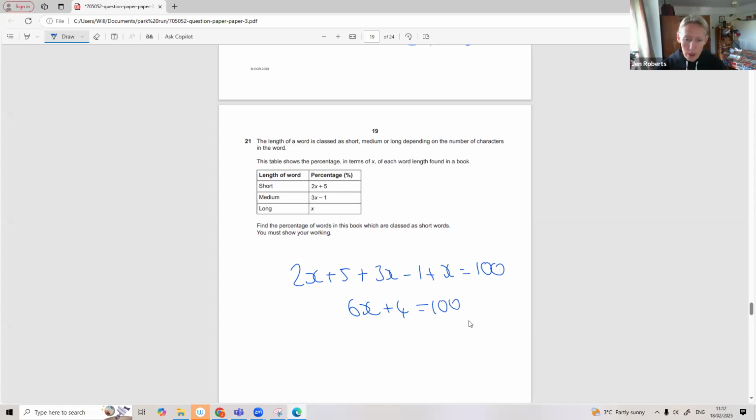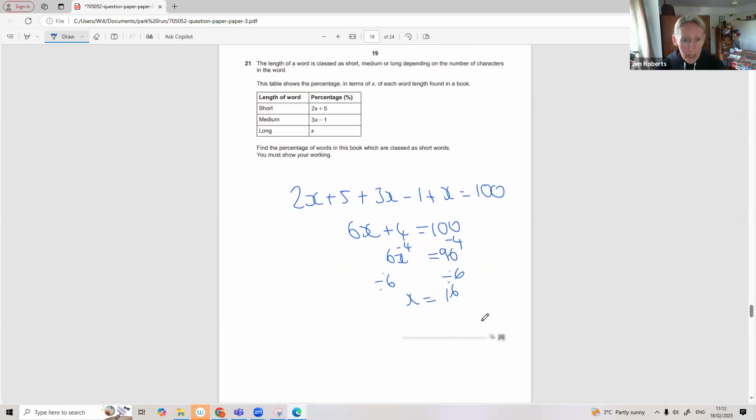Let me solve this equation to find x. I'm going to take 4 off both sides to get 6x is equal to 96. Divide both sides by 6, which gives you x is 16. What do we want? The percentage of words which is classed as short. I need to sub this x equals 16 into this formula. 2 times 16 plus 5, 37%.